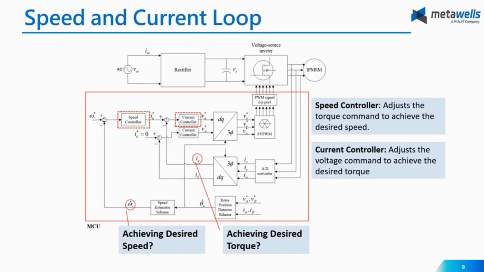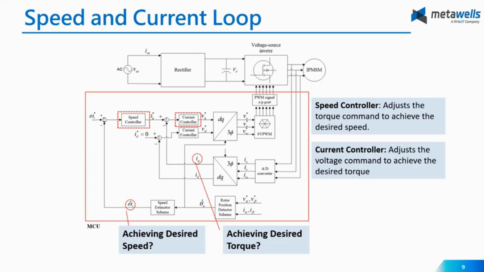Okay, and we use the speed difference through a PI controller. Here is the speed controller. We usually use a PI controller to generate the desired current IQ to control the torque.